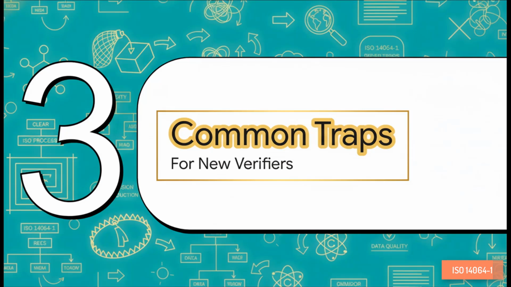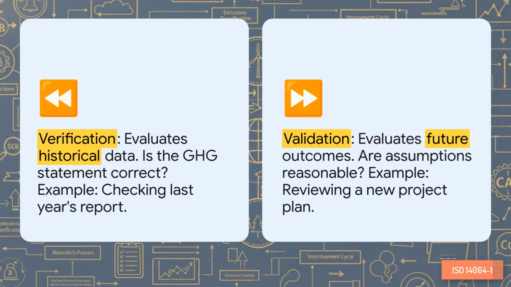Now, before we wrap up, I want to talk about one of the most common mistakes I see new verifiers make. I want to make sure you can sidestep this trap completely. It's the classic mix-up between verification and validation. So here's the key, the absolute simplest way to remember it. It all comes down to time. Verification looks backward. It's all about confirming historical data, checking last year's report to see if it was correct. Validation, on the other hand, looks forward. It's about checking out the plans for a future project, like a new solar farm, to see if the whole thing is credible. So past versus future. See, it really is that simple.